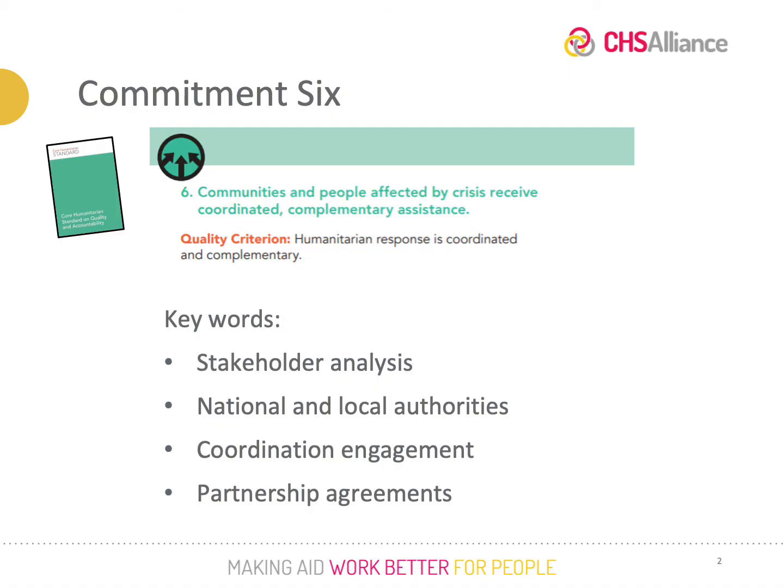Commitment 6 of the Core Humanitarian Standard states that communities and people affected by crisis receive coordinated, complementary assistance. The quality criterion requires that humanitarian response is coordinated and complementary. This commitment is important because effective and timely humanitarian response requires collective action.